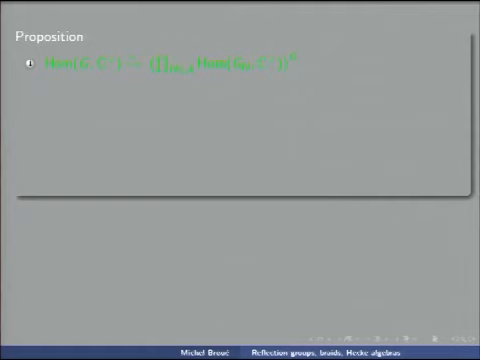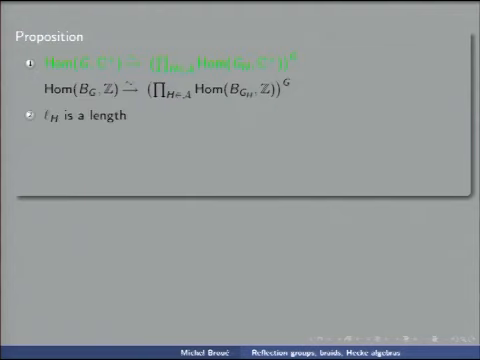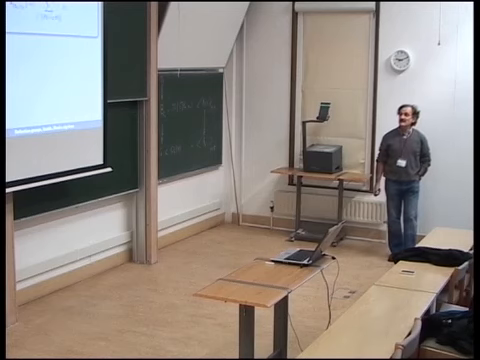A linear character is just known if you know what it's doing on the minimal parabolic subgroups. Well, we have the same results for the braid group, and for the same reasons, because the braid group is generated by the braid reflections. The group of linear characters of BG into Z is the product of the linear characters of these local braid groups. And let me describe, as I said, what is this function LH defined by the discriminant. It's a length because of the following property.